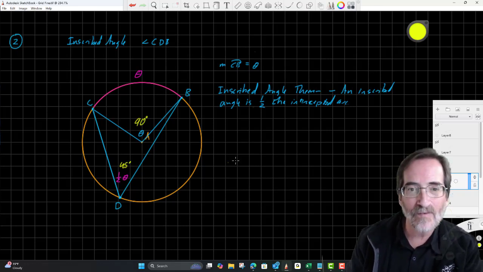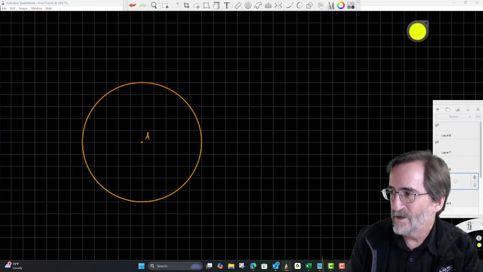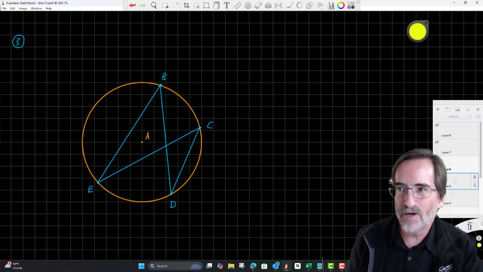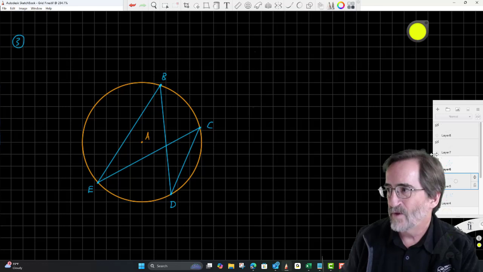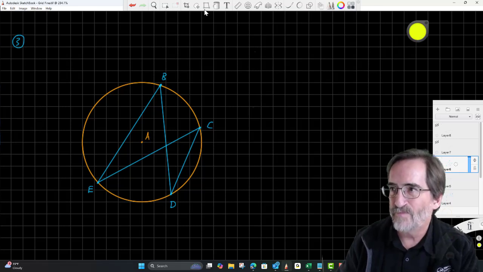Okay, that's the inscribed angle theorem. You're going to use that lots. Now I have a pair here of inscribed angles, if you can kind of see them. Angle E is an inscribed angle and angle D is an inscribed angle, and they both intercept arc BC. Let me highlight it here.